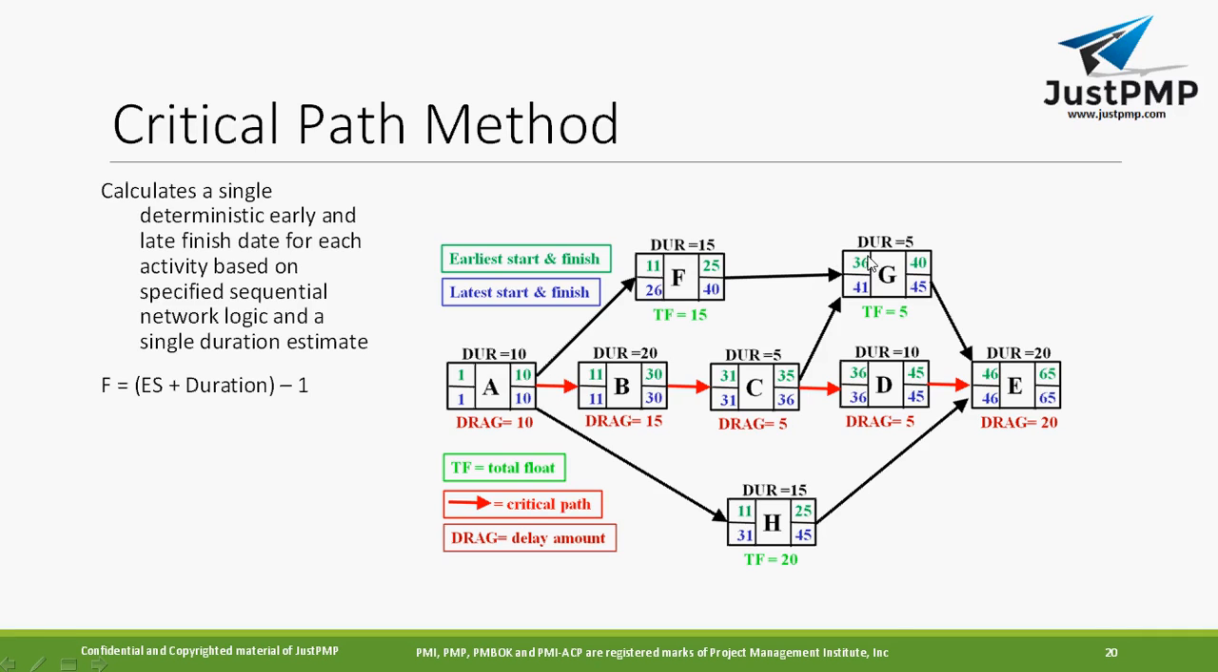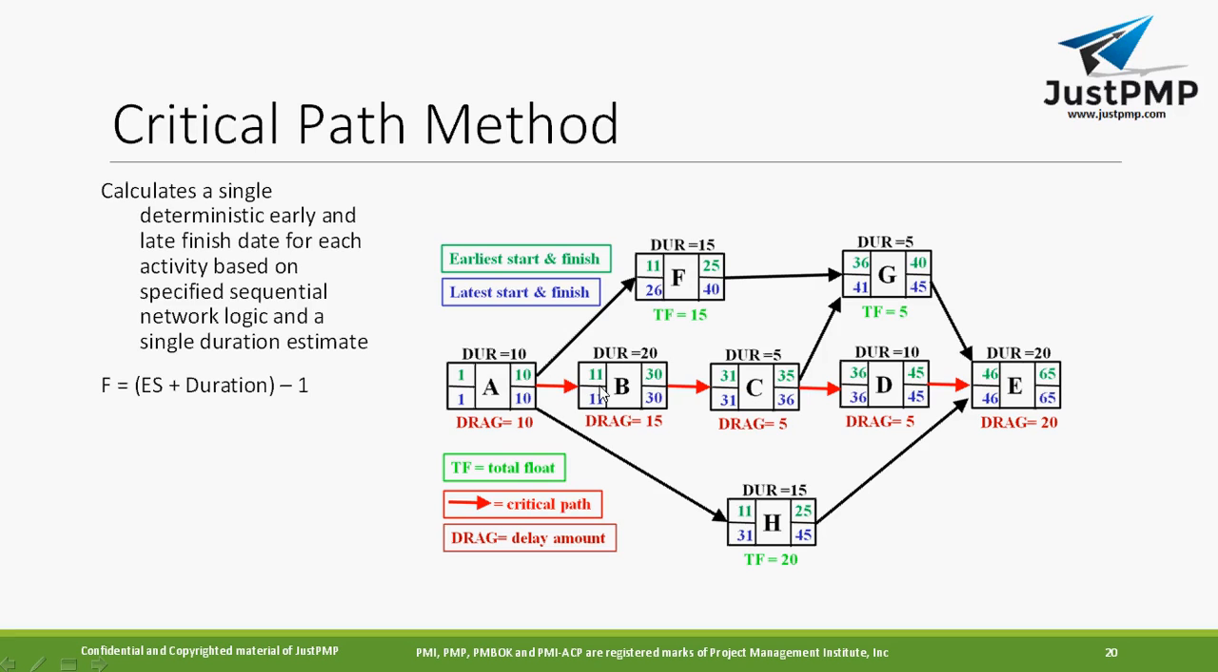What will be the duration? 35 plus 5, 41, 41 minus 1, that becomes 40. Again here 45 and 40, which one do I have to take? 45, right? Sorry, I have to take 45. Next day will be 46. 46 plus 20, 66, minus 1, that is 65.